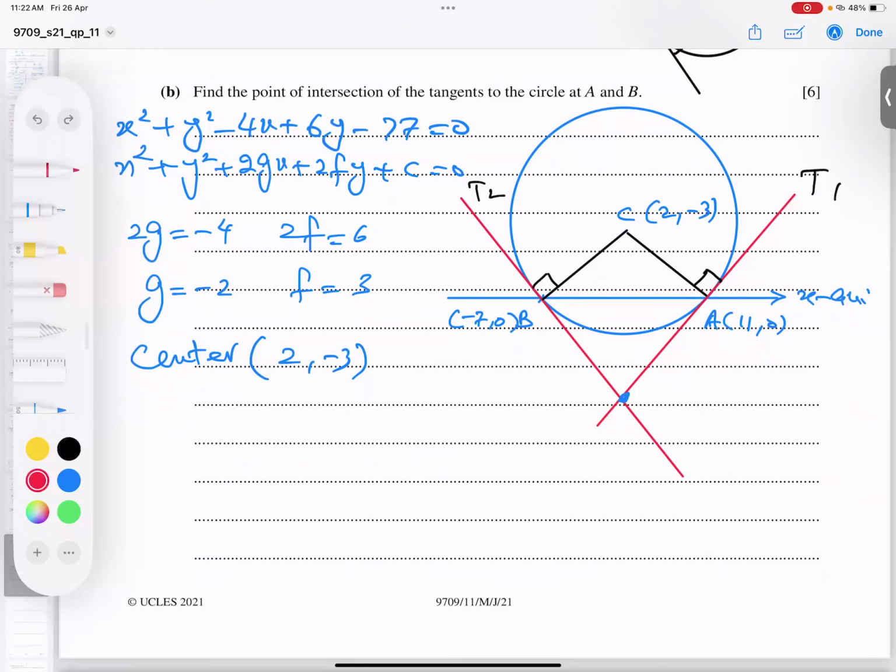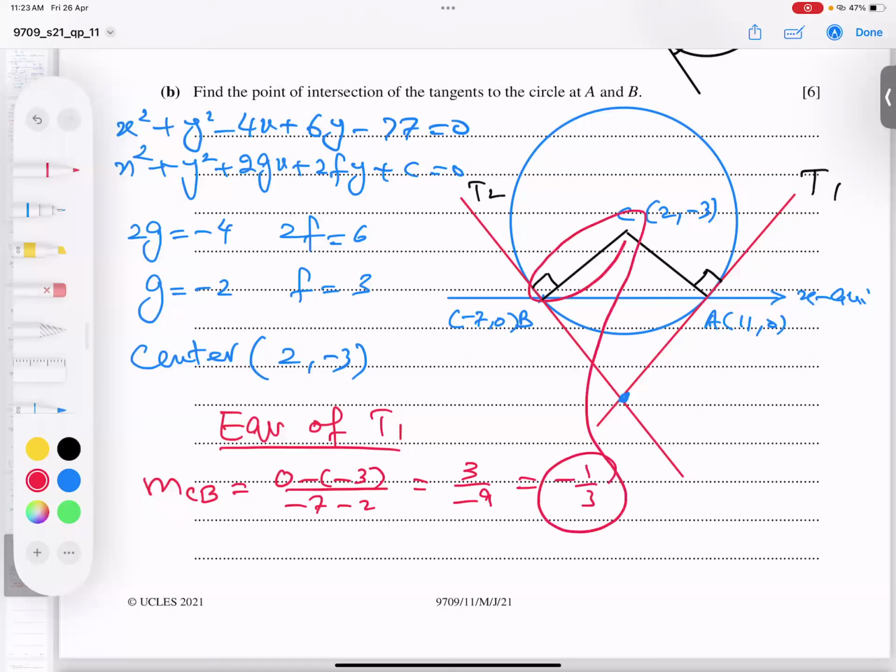So what is the method to do, student? Get ready. Step number 1, I'm going to find the equation of tangent 1. So let's talk about the equation of T1. What is the planning? First, I'll get CB. So gradient of CB: y2 minus y1, 0 minus negative 3, over negative 7 minus 2. I got 3 over negative 9. I get negative 1/3. It means this gradient is negative 1/3. So what if this is negative 1/3, then what is the tangent? It becomes the negative reciprocal. So I can say that the gradient of tangent 1 is positive 3.